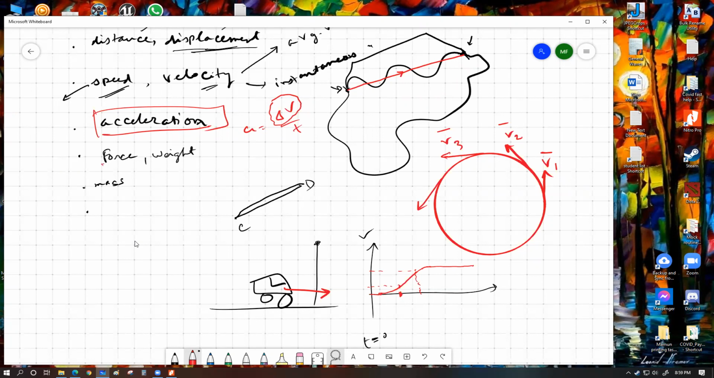Force. Before I define the term force, I don't have much time, maybe 30 seconds. Any definition can be given in two different ways. One type of definition is what we call the qualitative definition. The other type is what we call the quantitative definition.